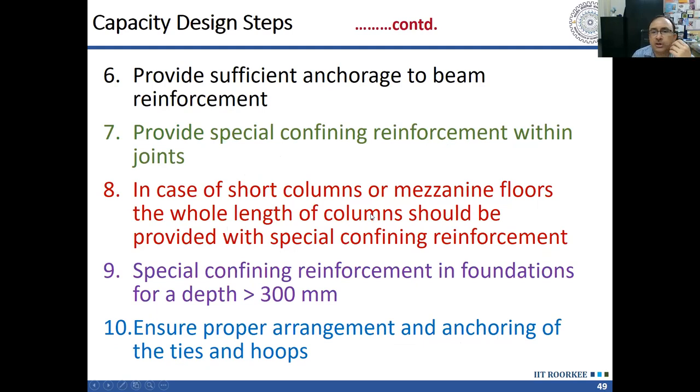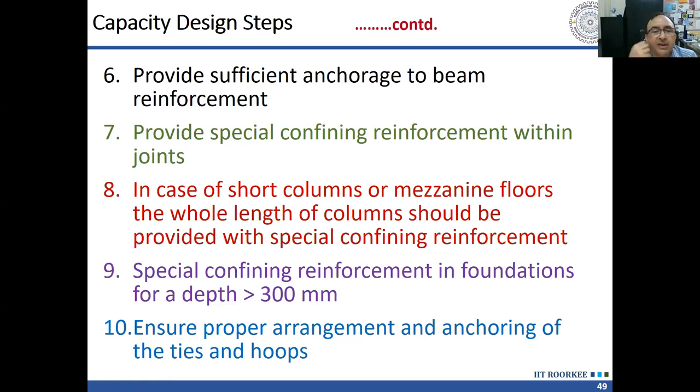Then in case of short columns or mezzanine floors, when we have short column effect, the columns are subjected to very large shear force throughout their height. In that case, the special confining reinforcement is to be provided throughout the height of the column. So when we have short column due to either partial infill or due to mezzanine floor or due to any other reason, maybe due to staircase landing, in all those cases, we have to provide the full length of the column as specially confined.